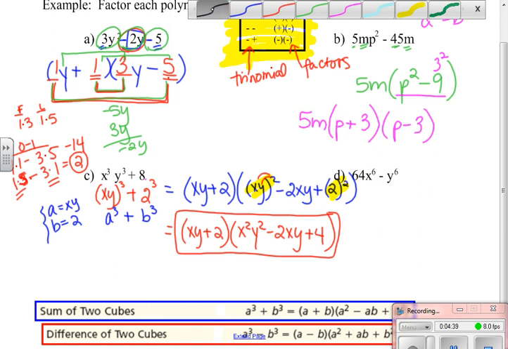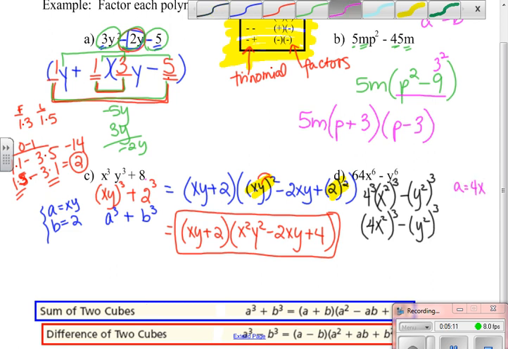Well, 64 is really 4 cubed, and x to the 6 is really x squared cubed, and y I could break up into y squared cubed, because remember, a power to a power, you multiply. So I really could rewrite this as 4x squared cubed minus y squared cubed. So then what I have is that my a is 4x squared and my b is y squared when I go to use my formula.